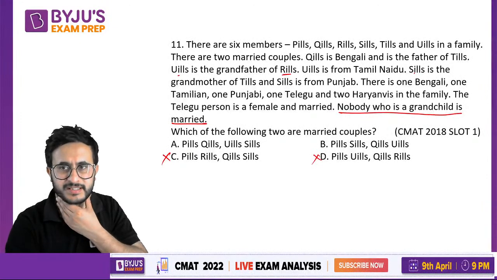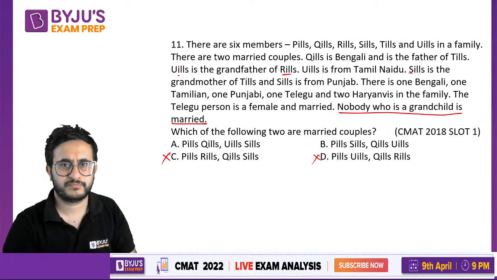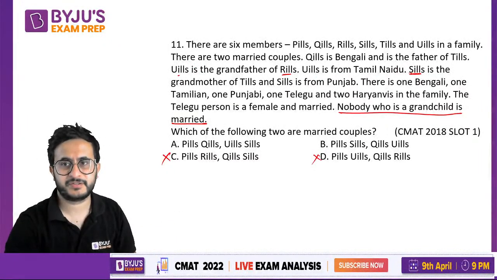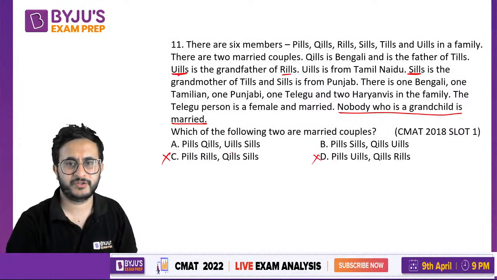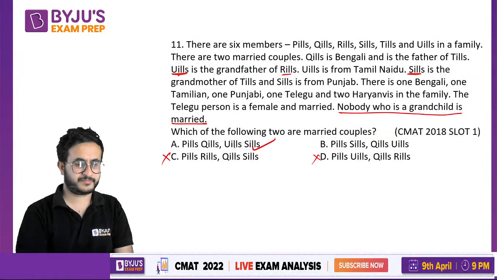So now Sils is a grandmother, so Sils will be married to Ulis. These are grandparents, right? So grandparents will be married to each other. S and U will be married. So we can say that this is the arrangement.